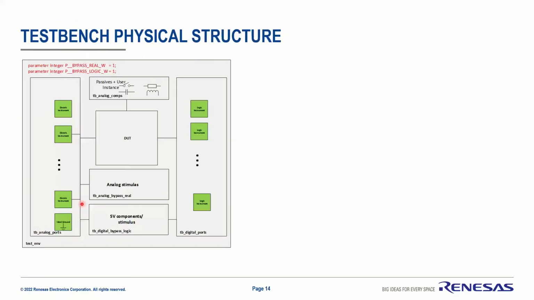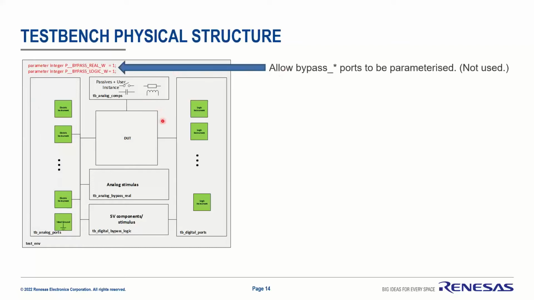So the structure we've gone for, for the physical one, TestEnv is this. We have parameters that allow us to set the width of these bypass signals. They're currently not used. Basically, I came up with this idea, put it all together, and found that not all EDA vendors can handle the complexities and multi-dimensional arrays that this creates. So at the moment, it's fixed to 1.